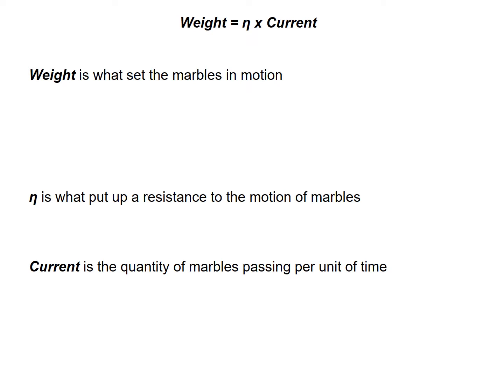Now let's summarize all this. We have conducted a mental experiment that shows us that the weight is what sets the marbles in motion, and eta is what puts up a resistance to the motion of marbles and stabilizes the current to a defined value given by the previous equation.